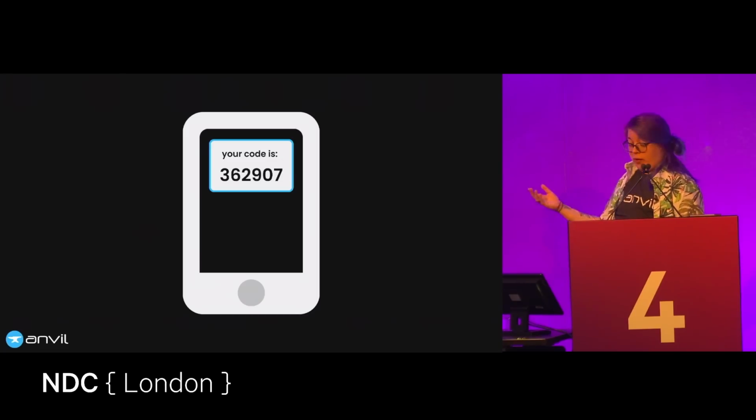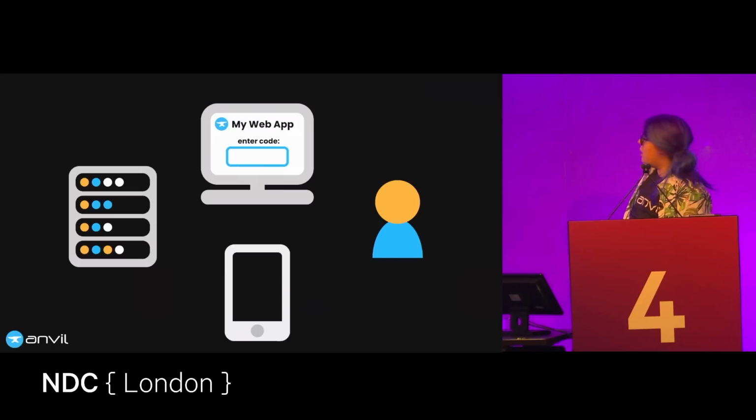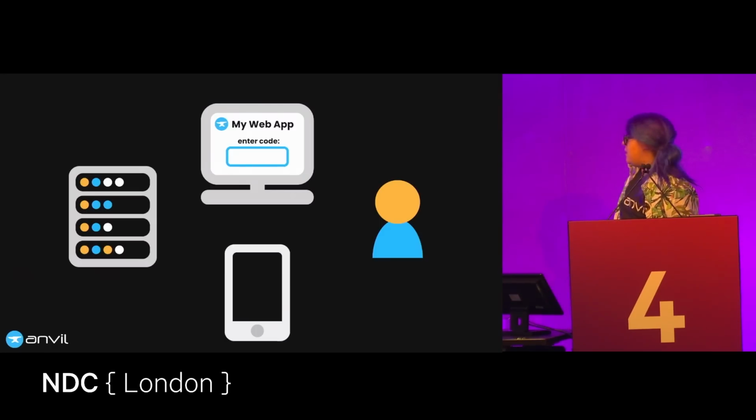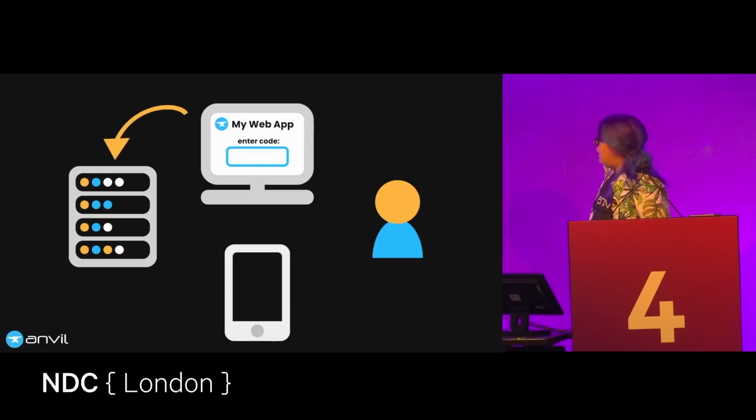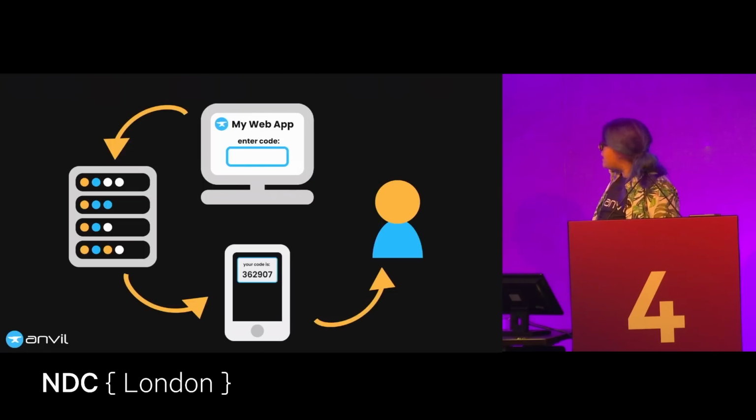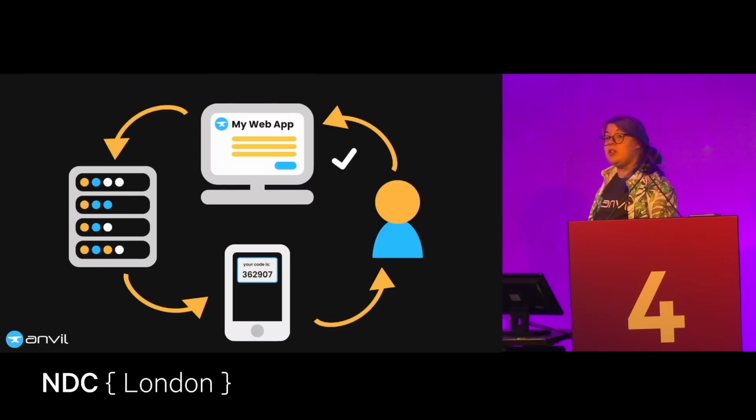And the way that you log in with this looks like this. You've got your user, your web app, your server, and your device. The user says, hello, I would like to log in. And the client goes to the server and says, hello, please generate a code for this user, and send it to the device that we have on file for them. That happens, and the code is sent to your device. The user then reads it and inputs it, and the client goes, yes, I can verify this, and lets them in to their stuff.